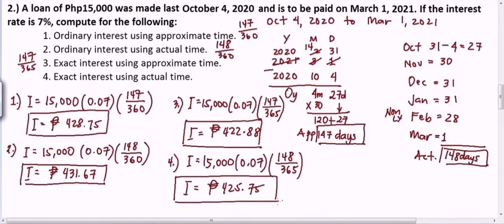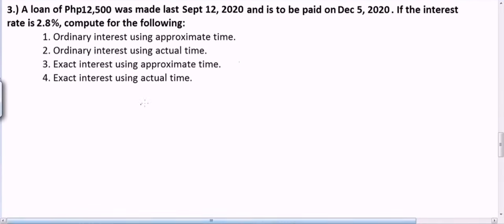So, that would be our final answer. Let us have the last example of ordinary and exact interest. A loan of 12,500, so this is your P, was made last September 12, 2020 and is to be paid on December 5, 2020. If the interest rate is 2.8%, compute for the following ordinary and exact interest.